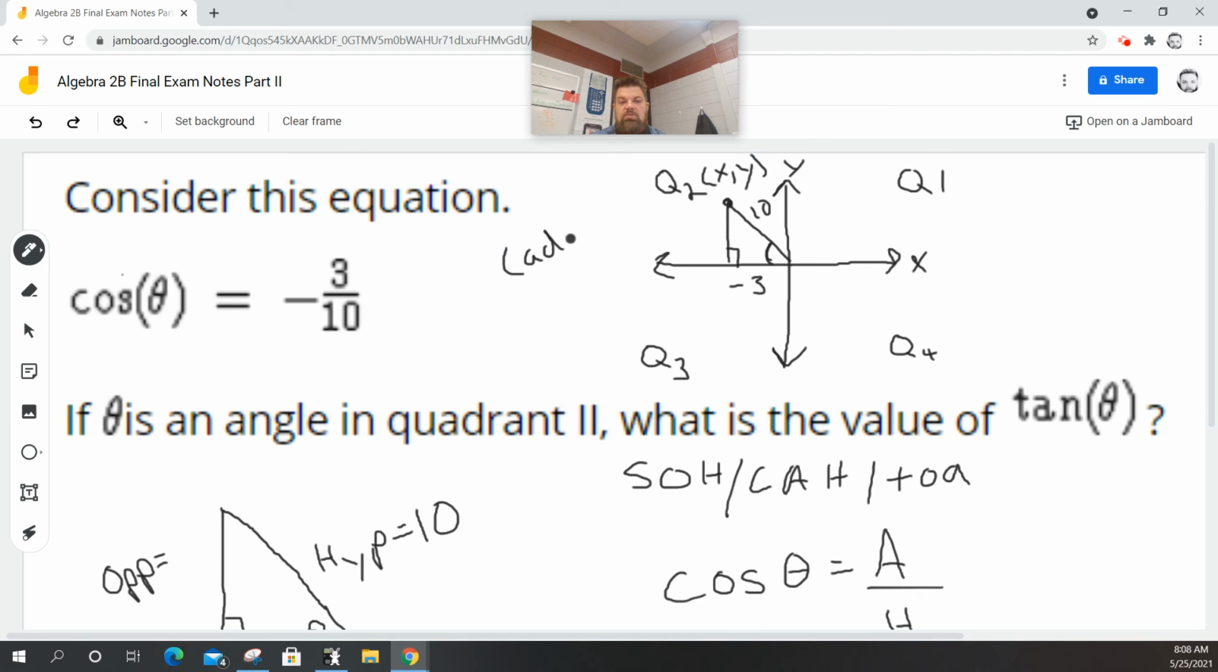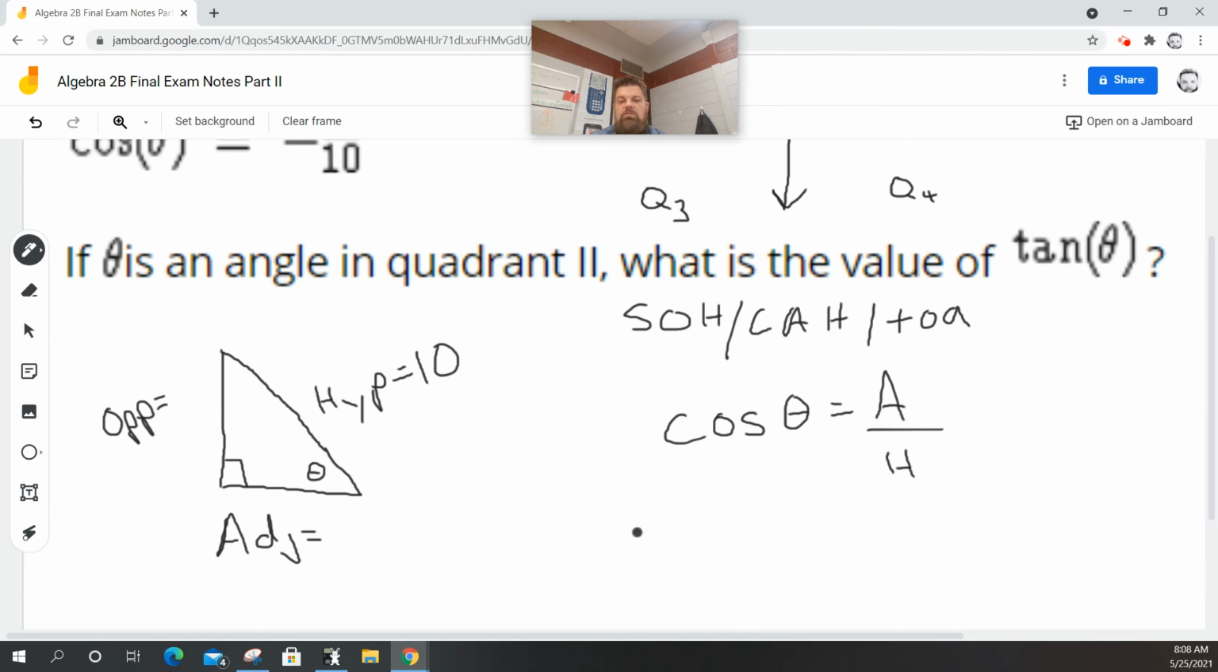When I use this, I always draw x over, comma, the opposite. So x is like the adjacent and y is like the opposite. And I don't know what this is yet, so I just sketched that over here. Well, they want to know what tangent is. So tangent of theta is equal to the opposite over the adjacent. Well, I know that the adjacent is negative 3, but I don't know what the opposite is.